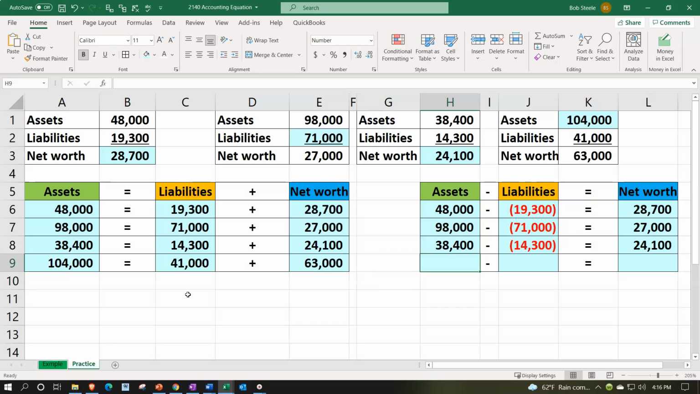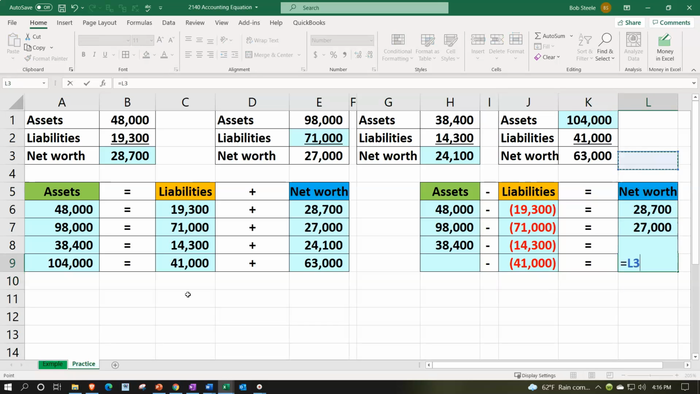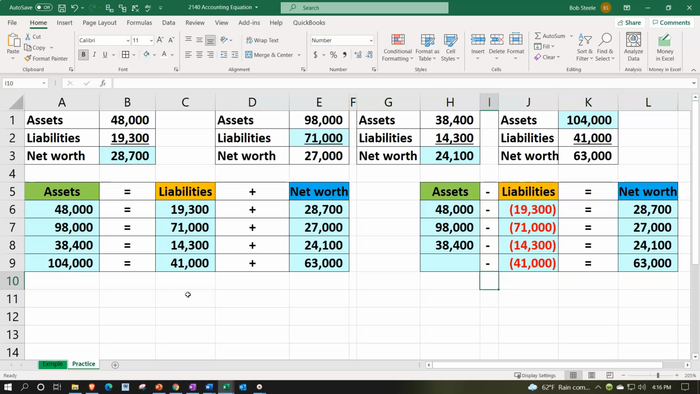Or I might do it this way and say, okay, assets minus liabilities, but do it algebraically. We don't know what the assets are. We know the liabilities I'm going to put as a negative of the 41, and that equals the net worth, which is going to be equal to the 63,000. So I'm going to back into this. This is a little funny because I'm going to use a double negative because I put that in there as a negative. So it's going to be the 63 minus the 41 to give us the 104. If I select these two, 104 minus 41 gives us, of course, the 63.